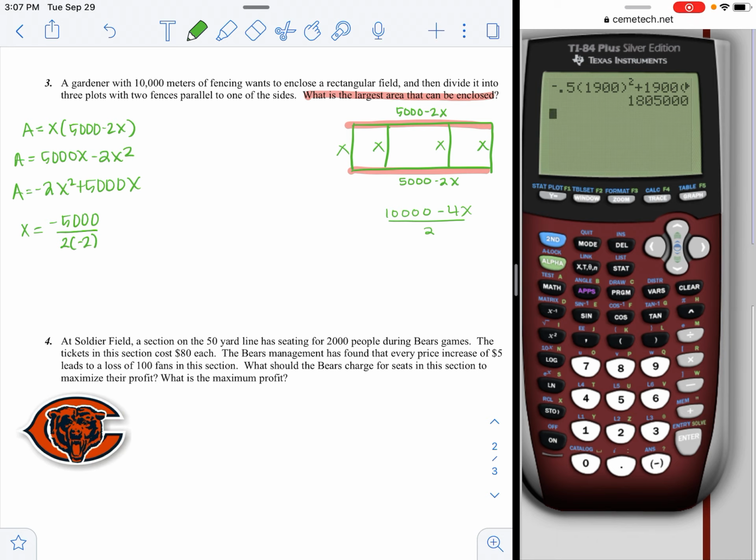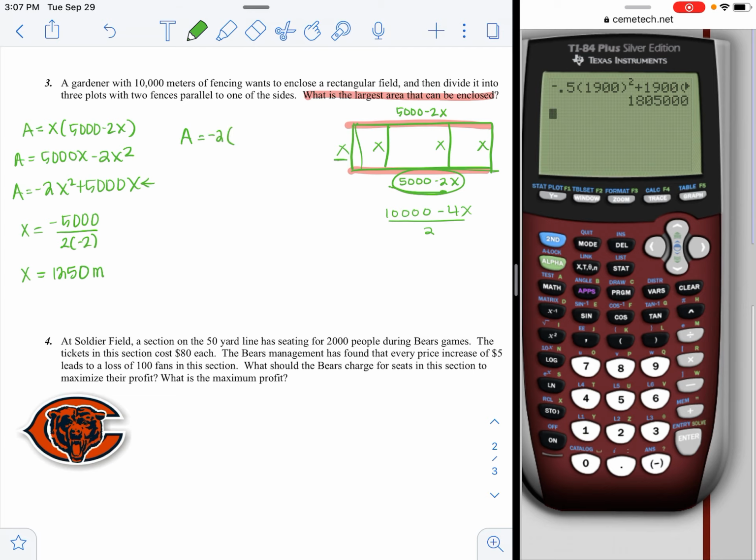All right, so divided by negative 4, once again, is going to be positive. Half of 5,000 is 2,500. Half of that's 1,250. So I have X is 1,250. And this is units, meters. All right, so now I need to find the largest area, which is A. Okay, so I could either just say this is 1,250 and then plug in 1,250 here and multiply those two, or I can just plug in 1,250 here, which I'm going to do this time.